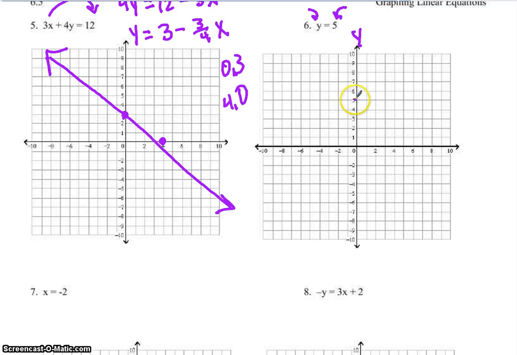So go up here to where y is 5. I have to have either a vertical or a horizontal line that crosses the y at this point. This is going to be a horizontal line. It's going to go across the graph.